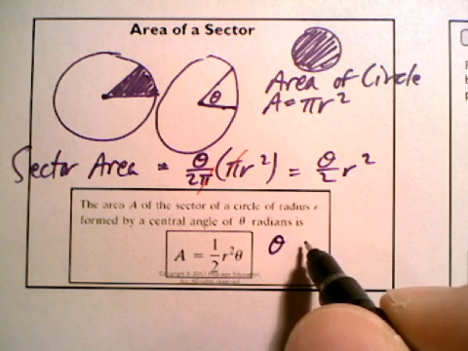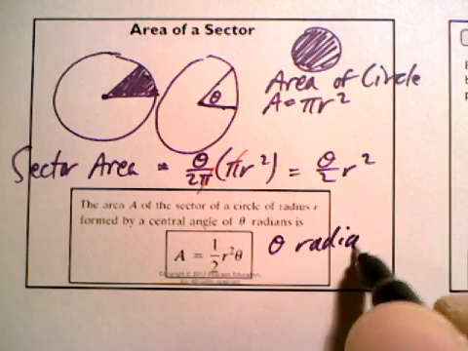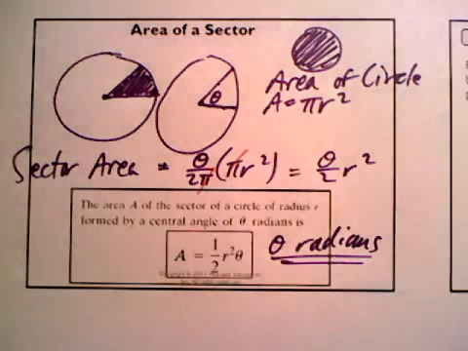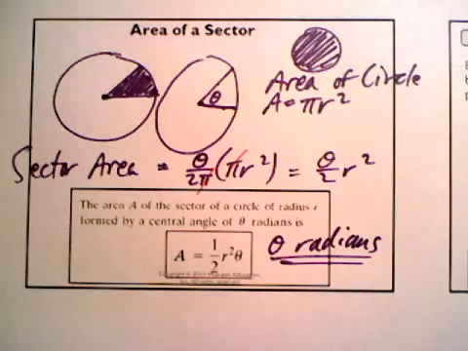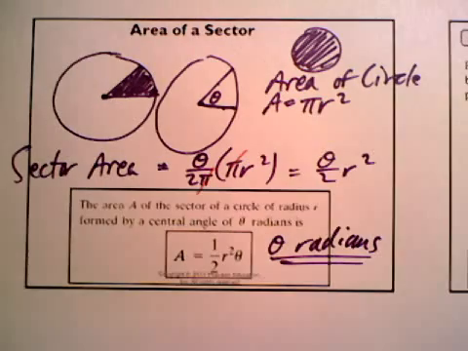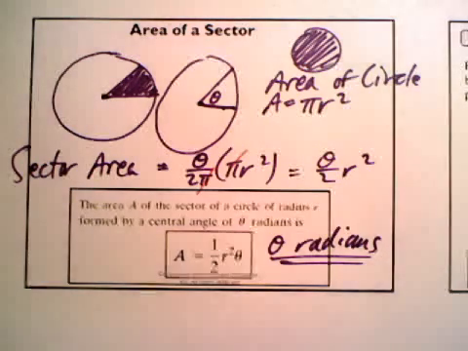Now theta must be in radians. Make sure you always do that. Just like in the other formula for the length of an arc, theta must also be in radians, so keep that in mind. You might want to go back and make a note of that. I forgot to mention that earlier.